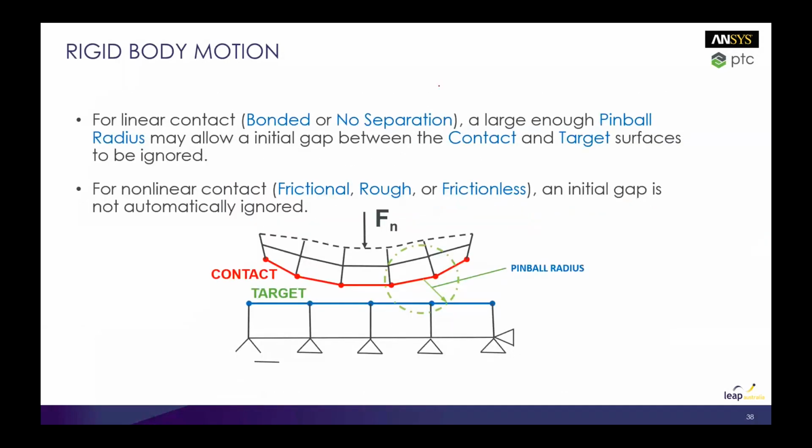Okay, so if we've got a bonded or no separation contact, we're allowed to have a gap. But if it's frictionless, frictional, or rough, we can't have an initial gap. You can add an offset, but then that might not be what you want.